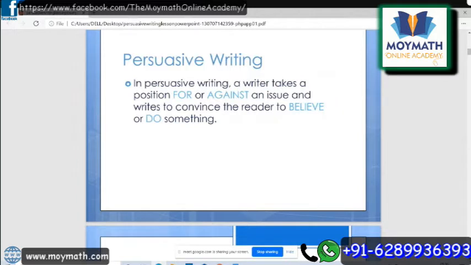In persuasive writing, a writer, okay, please read it out, my dear. In persuasive writing, a writer takes a position and convinces the reader to believe or do something, for or against, and tries to convince the reader to believe something. This is the main purpose of persuasive writing. So always remember in your mind, what is the purpose of this piece of writing? It is to make others convinced.